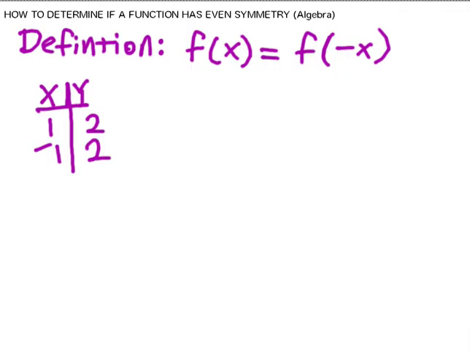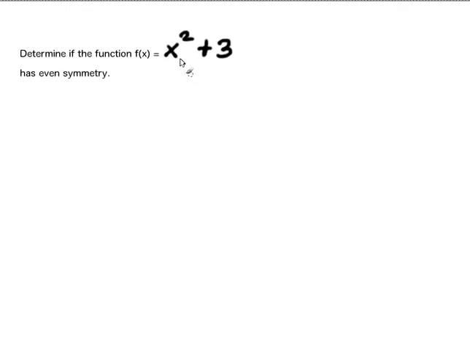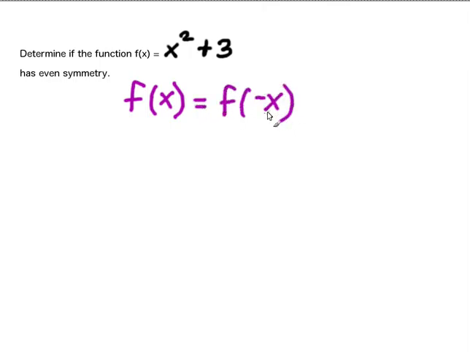Let's take a look at this example. Determine if the function f of x equals x squared plus 3 has even symmetry. If it has even symmetry, we should be able to use the definition to our advantage. We already know what f of x is, so looking at the first part of the definition, we already have f of x. What we need to know is, does f of x equal f of negative x? We don't know what f of negative x is, so we need to take a look and see what that looks like.